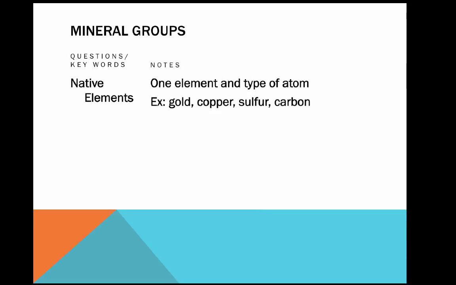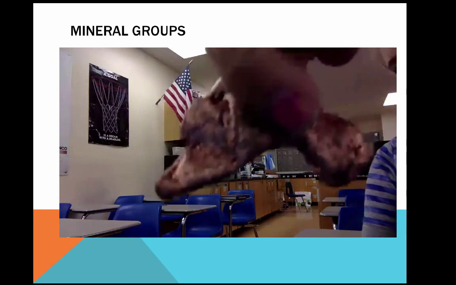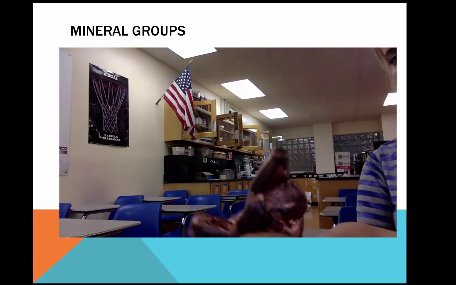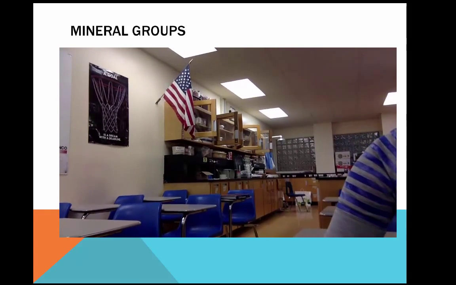And our native elements is the last group we're going to talk about today. Native elements: gold, copper, sulfur, carbon, just anything that's basically plain by itself. It's only one atom, only one element, and that's all that it's composed of.